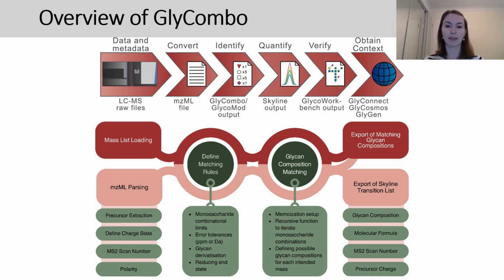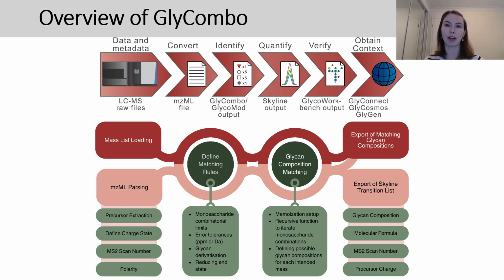Now here I have some of the information that's exported after a GlyCombo search, as well as some of the information on what we do in the beginning steps of GlyCombo to parse the data from MZML files or just a simple mass list loading. Today I'm going to be focused on giving a quick start tutorial. So I'm going to show how you can use GlyCombo in our example data to quickly run a GlyCombo search.